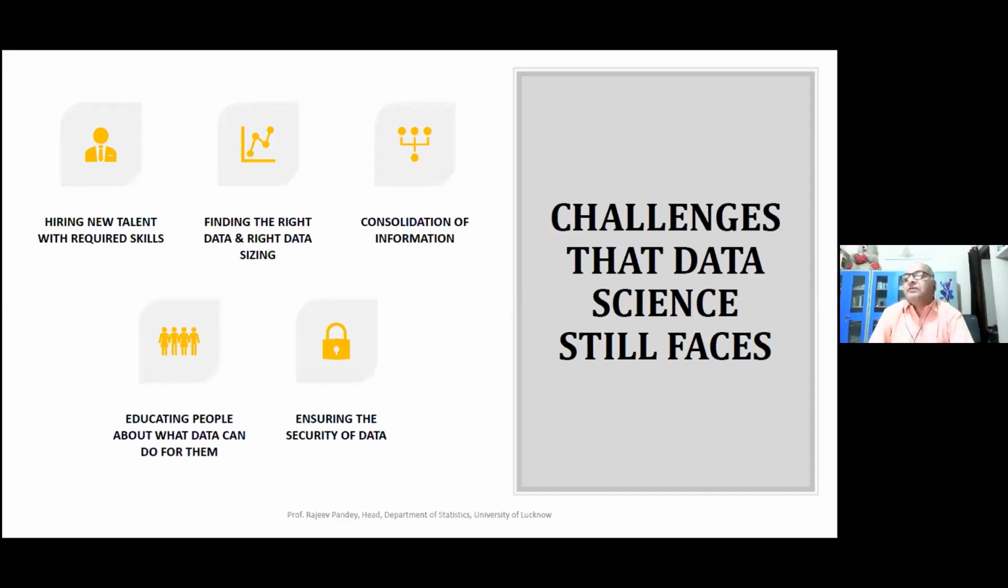The second challenge is finding the right data and the right data size. I will just give two or three lines for this. It goes without saying that the availability of right data is the most common problem, and it plays a crucial role in building the right model. A number of models have been discussed by our previous speakers. Different organizations are developing models and saying my model is best, my model is best. But this is a challenge.